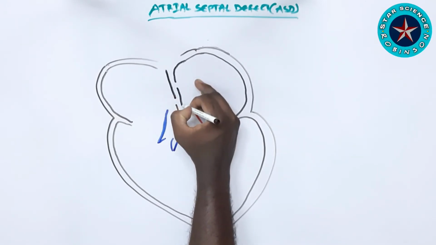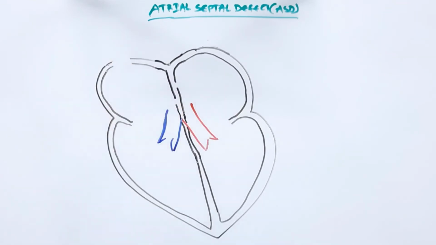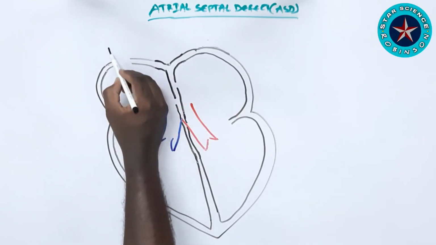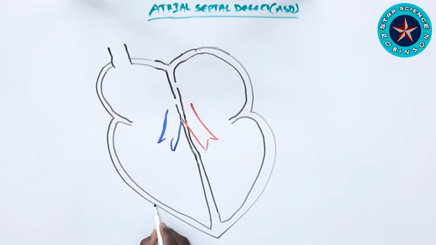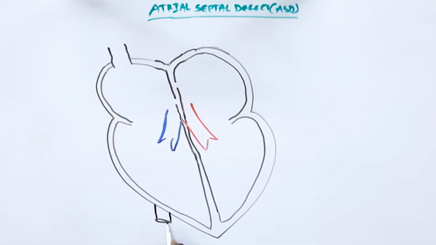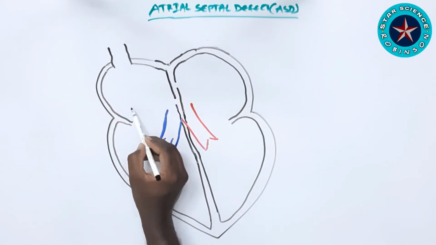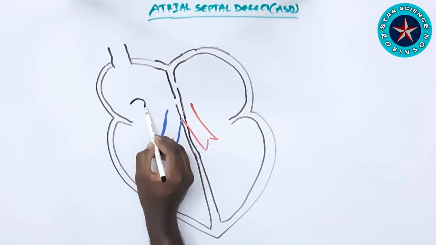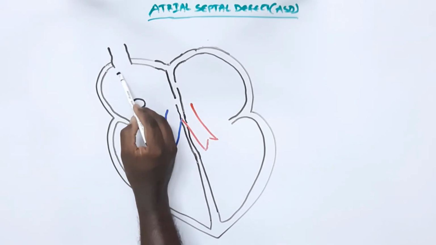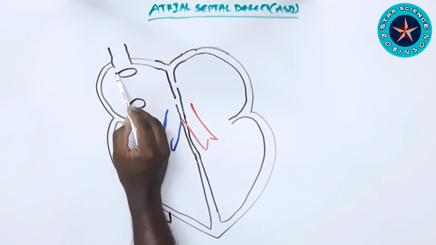I will deal with three classifications of atrial septal defect. One is ostium primum, the second is ostium secundum, and the third is sinus venosus. These three I will show you in the diagram. First, about the ostium secundum, I'm showing you in the diagram.